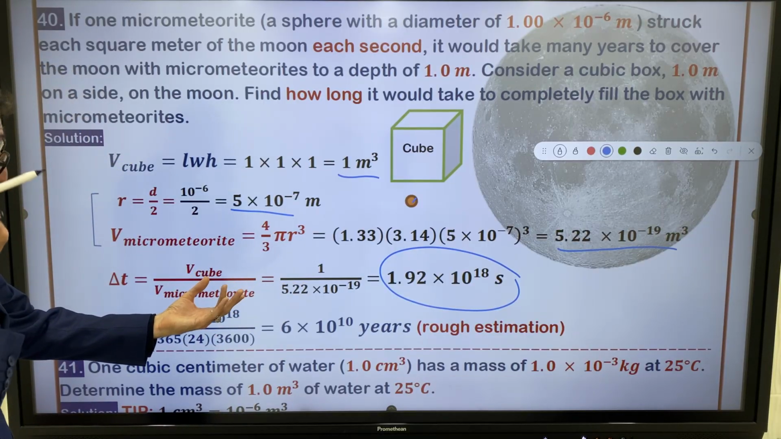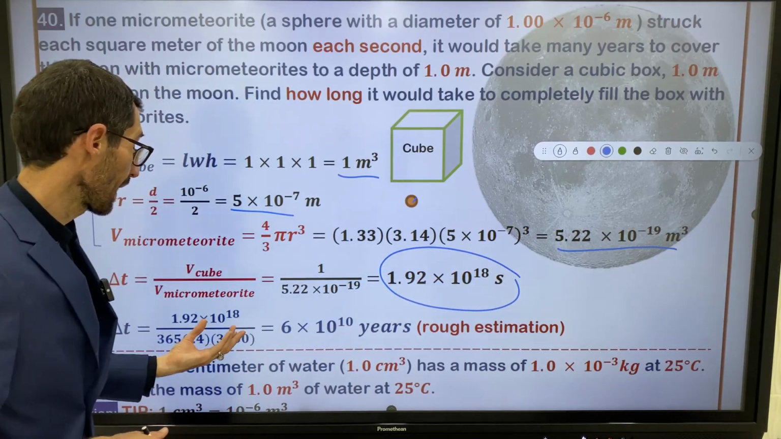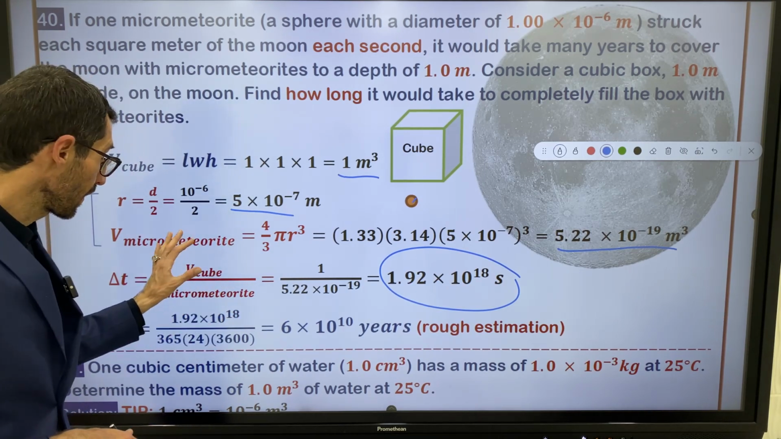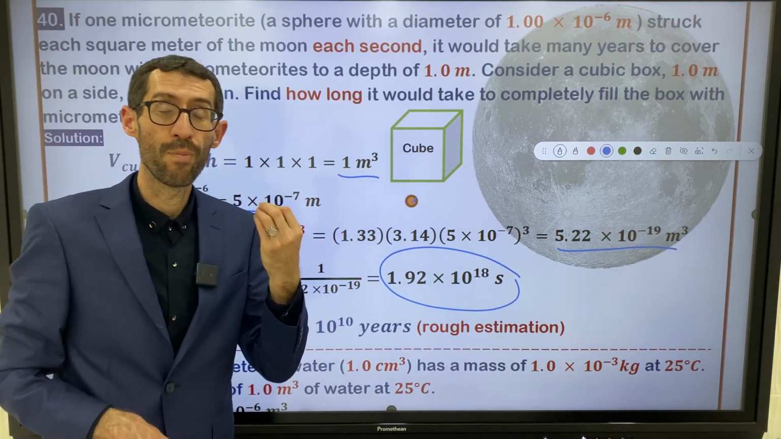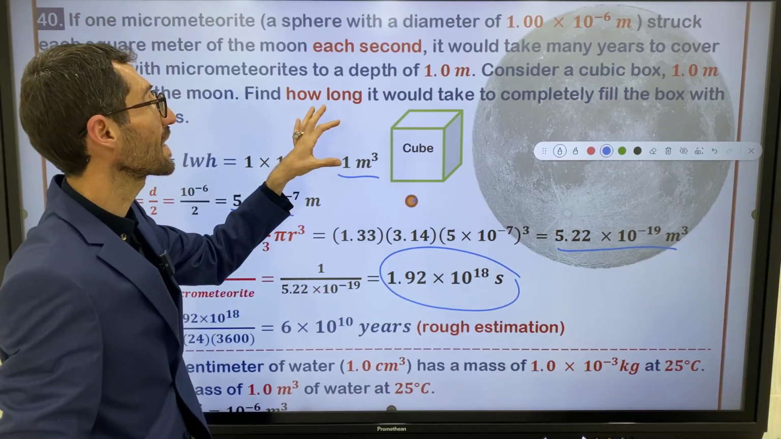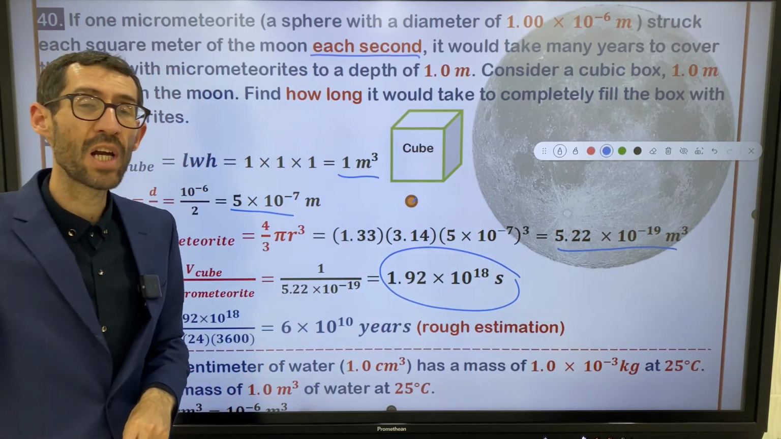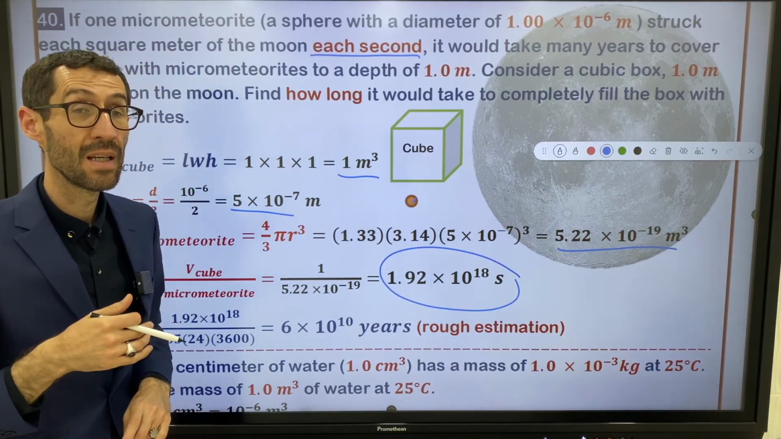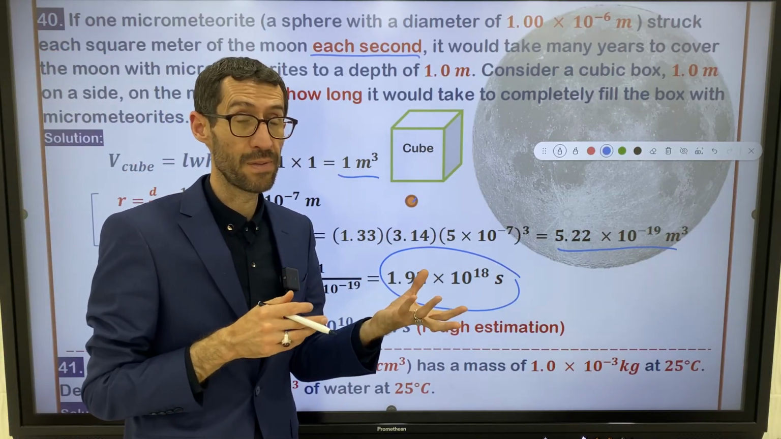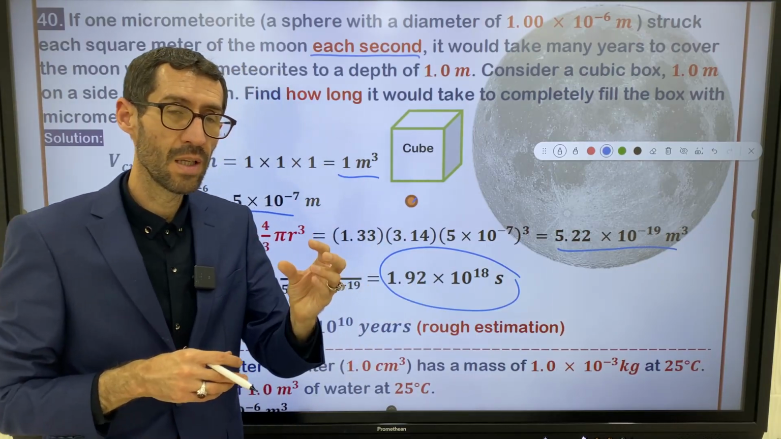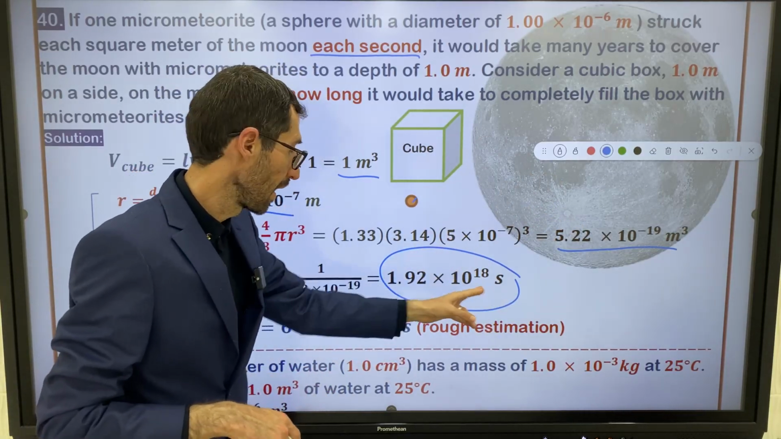Why do we write this number in seconds? Because whenever you divide the volume of the cube by the volume of the micrometeorite, you find the number of micrometeorites. But the question says that in each second, 1 micrometeorite strikes the lunar surface. That's why 1 micrometeorite is equivalent to 1 second. That's why we use seconds here.